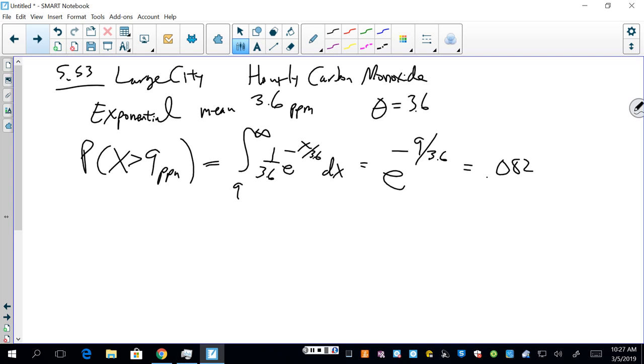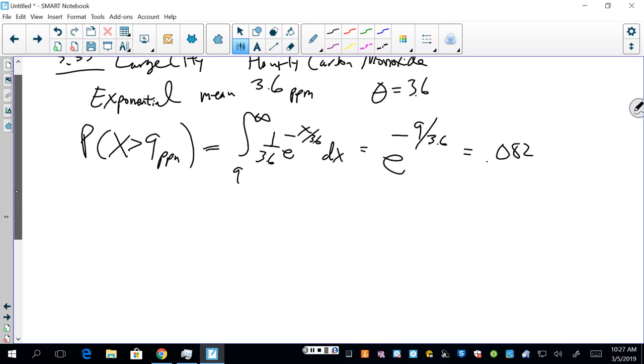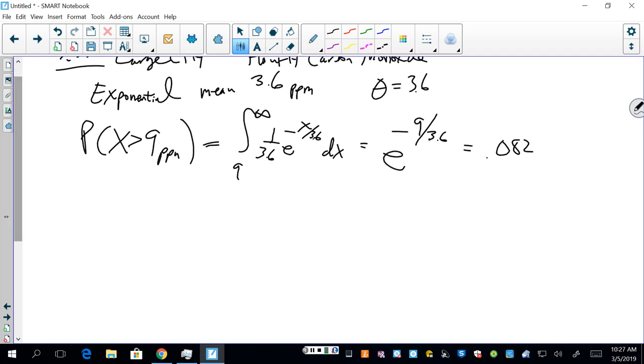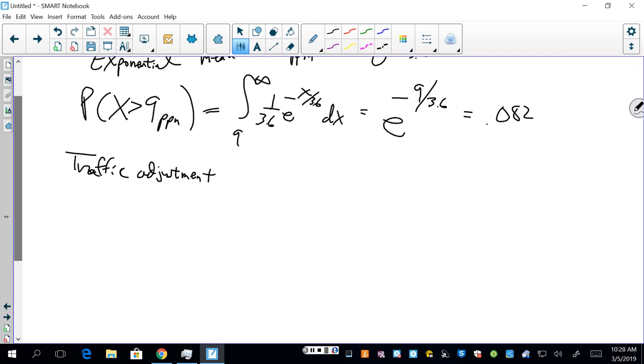Because carbon monoxide is not good to breathe in, not good for plants. Right? And so if they did some traffic abatement, more inspections, more checks on cars, something to reduce traffic, more parking outside, more public transportation. So we have a traffic adjustment, so that the rate of carbon monoxide is still roughly exponential in its distribution, but with a mean of 2.5 parts per million.